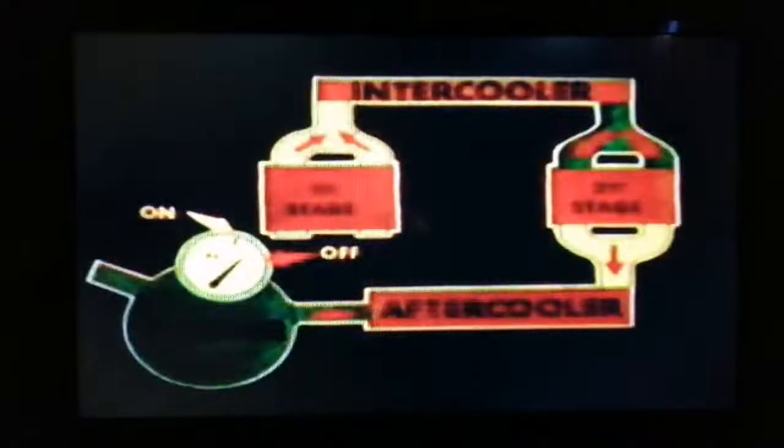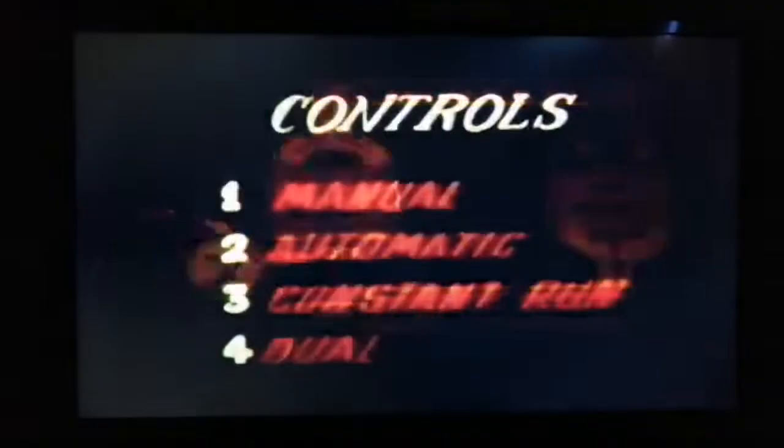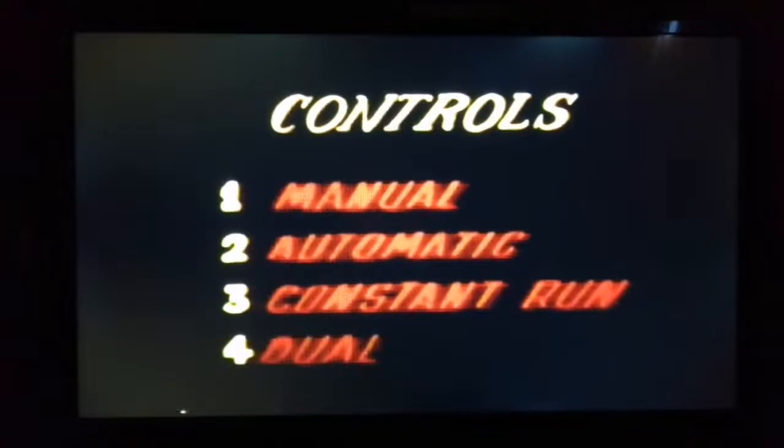Now, just as the water pump cycles on and off to maintain the level in the tank, the compressor controls operate to maintain the air pressure in the receiver within preset limits. This regulation or control can be accomplished in 4 ways: manually, automatic start and stop, constant running control, and dual control, which is a combination of the second and third methods.